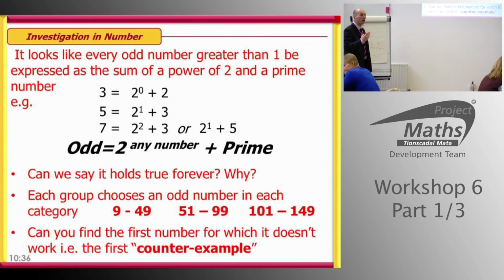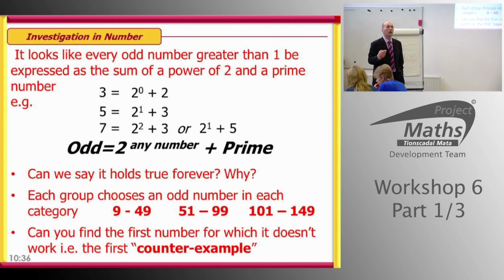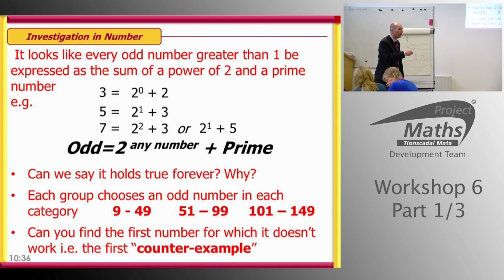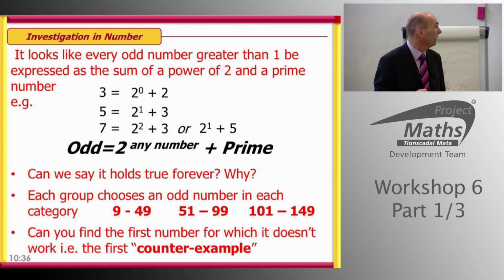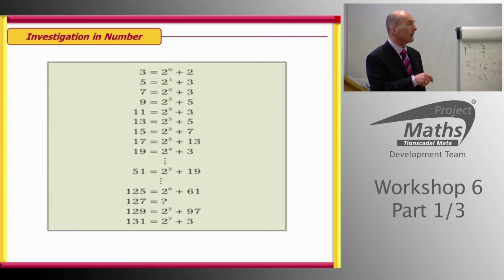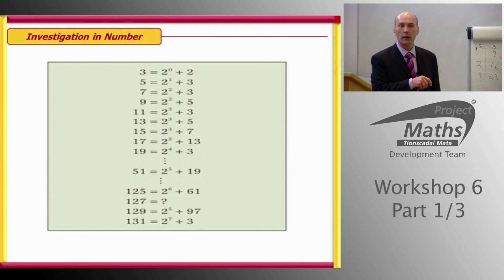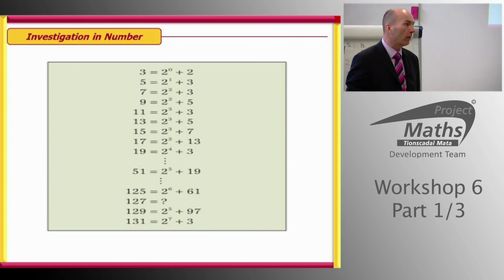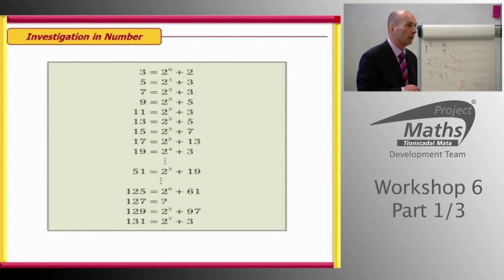So if you get one that doesn't work, I've done this workshop about 20 times, and about 5 times I've had somebody pick the number between 101 and 149. The first one that doesn't work, the first counterexample, is 127. So the first one that can't be written as 2 to the power plus a prime number is 127.